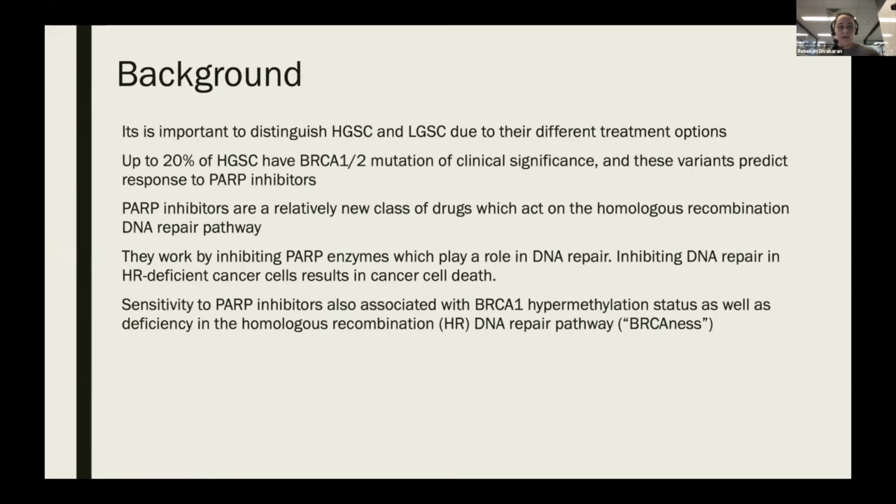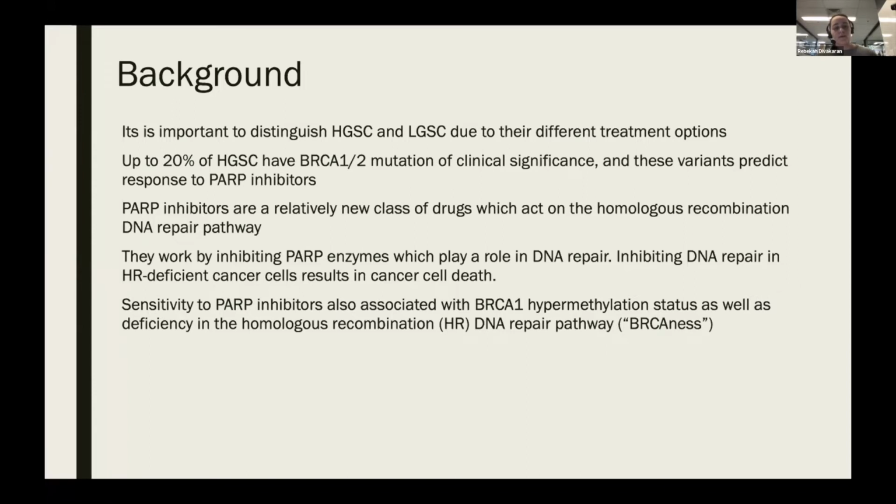It's important for us to distinguish between high-grade serous carcinomas due to their different treatment options. Up to 20% of high-grade serous carcinomas have BRCA1 or 2 mutations, and they are of clinical significance. And these variants predict response to PARP inhibitors. PARP inhibitors are a relatively new class of drugs which act on the homologous recombination DNA repair pathway, and they work by inhibiting PARP enzymes which play a role in DNA repair. By inhibiting the DNA repair in the homologous recombination deficient cancer cells, this results in cancer cell death.